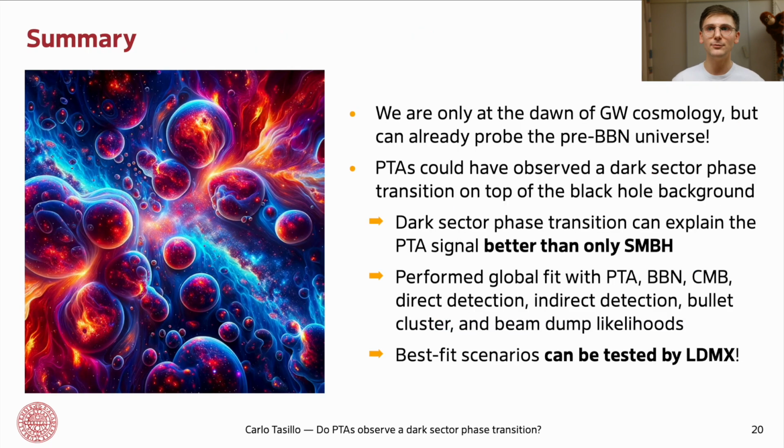Okay, let me come to my conclusion and summary. We've seen that even though we are only at the dawn of gravitational wave cosmology, we are already able to test pre-BBN temperatures, so above MeV temperatures, which so far have always been the limit of what can be reached. Then we've seen that pulsar timing arrays observed a gravitational wave background, which can be explained by just having supermassive black hole binaries, but if you add a dark sector phase transition on top of it, you get a better fit. We performed this global fit, including the PTA data, cosmic microwave background data, the BBN data, and lab data, and found a best fit scenario, which can even be tested with next generation beam dump experiments. So it's quite exciting.